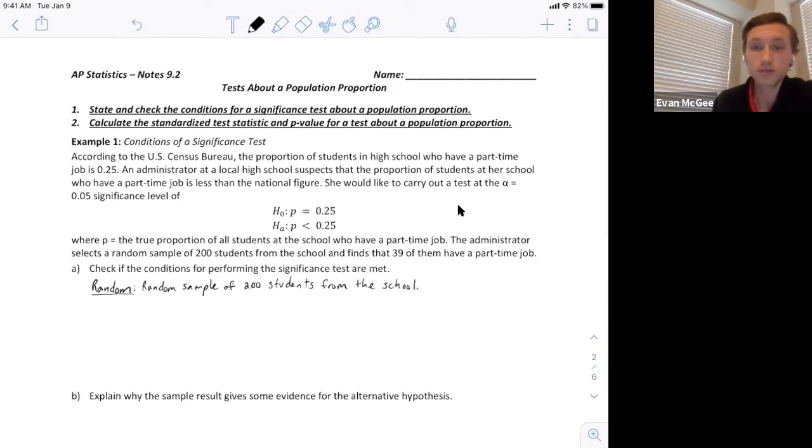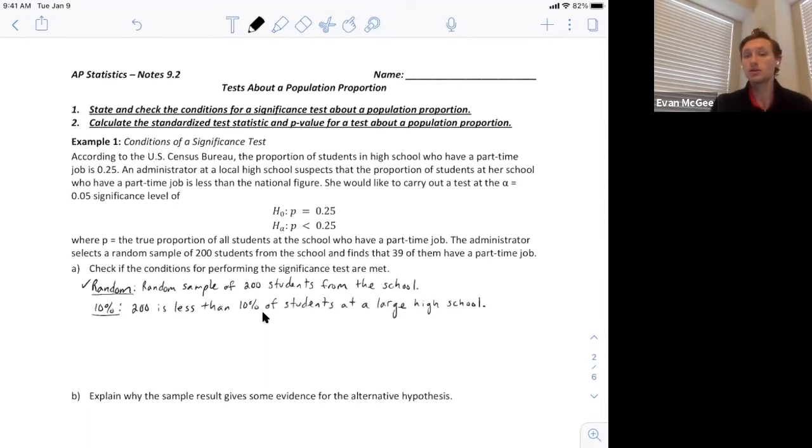They told us it was a random sample of 200 students from the school. So the first condition is met. 200 is less than 10% of all students at a large high school. So the 10% condition is met. Usually a large high school has over 2,000 students.